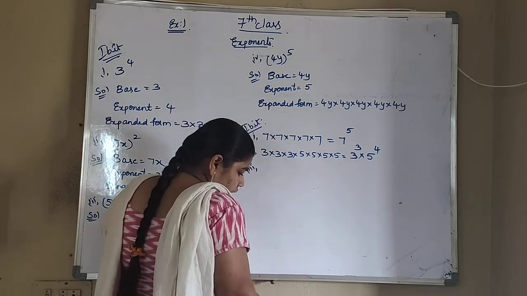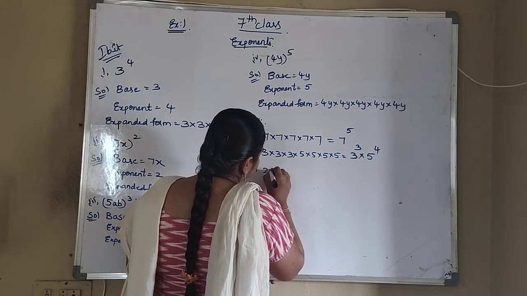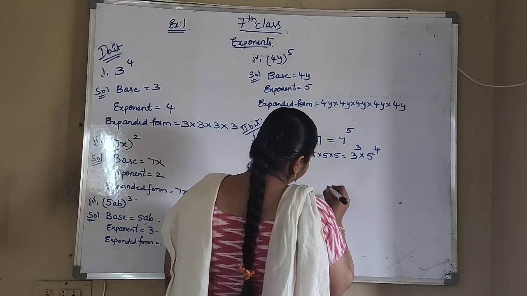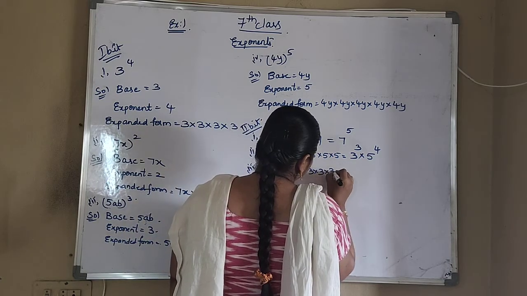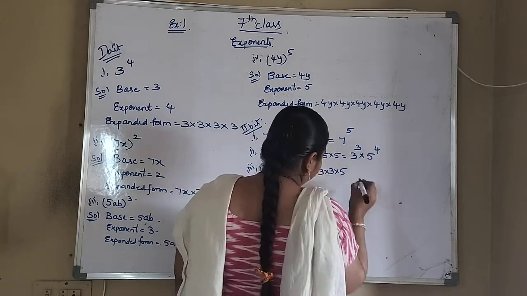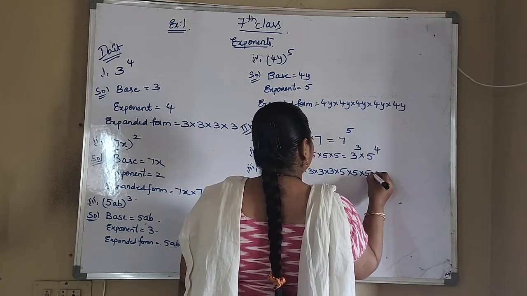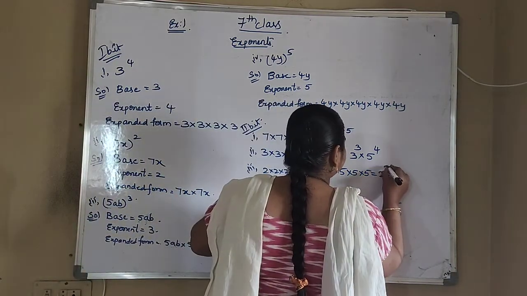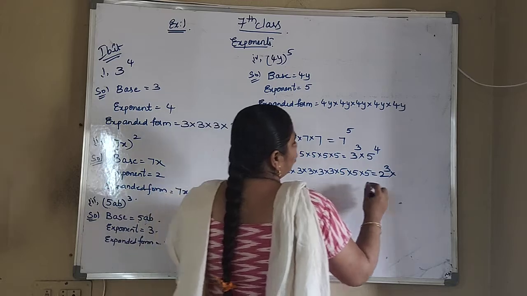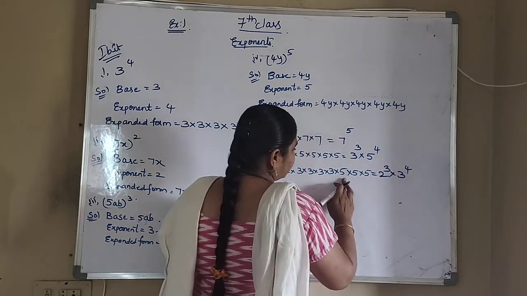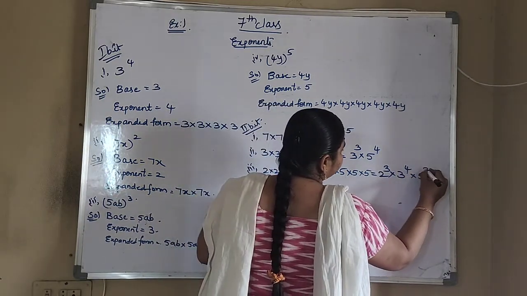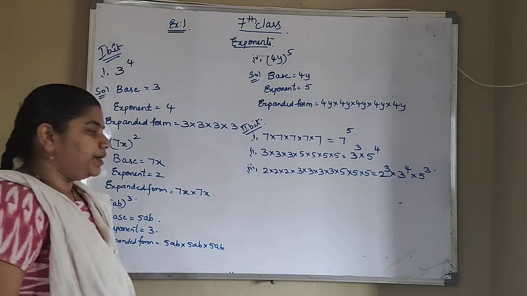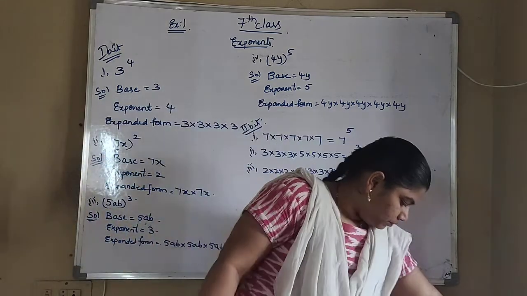Next, third question. 2 they have multiplied 3 times. 3 they have multiplied 4 times. And 5 multiplied 3 times. So what is the exponential form here? 2 power 3 because 2 multiplied 3 times. 3 power 4 because 3 multiplied 4 times. 5 power 3 because 5 multiplied 3 times. So this is the exponential form for the third one. Okay, so next bit.